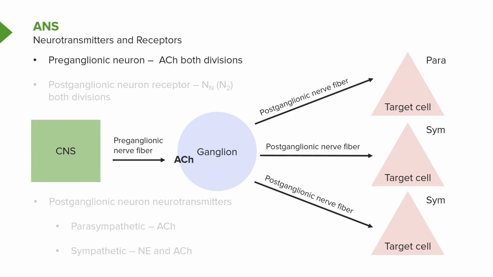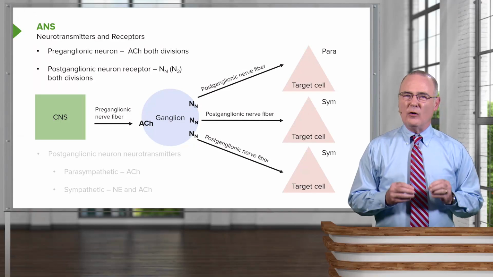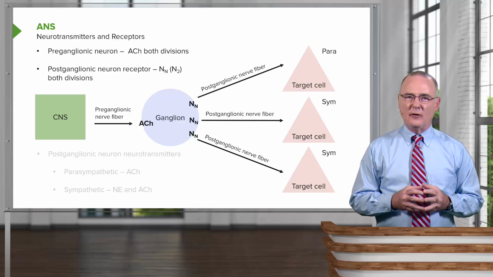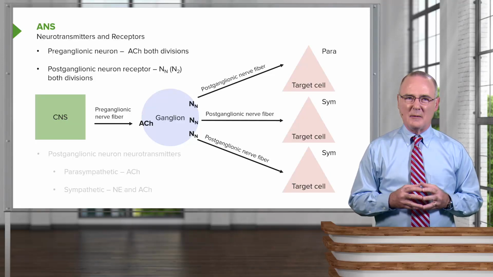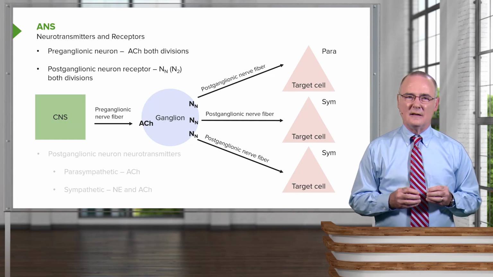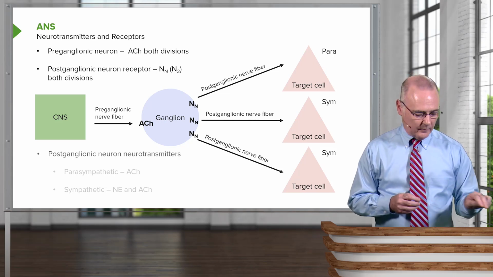So first consideration for you is the preganglionic neuron. This will secrete as its neurotransmitter in both the sympathetic system and the parasympathetic system, acetylcholine. The postganglionic neuron receptor, and again, that cell body is in the ganglion, that's going to be the same for all systems of the autonomic nervous system, parasympathetics and sympathetics, and that's going to be the nicotinic receptor that binds to acetylcholine.